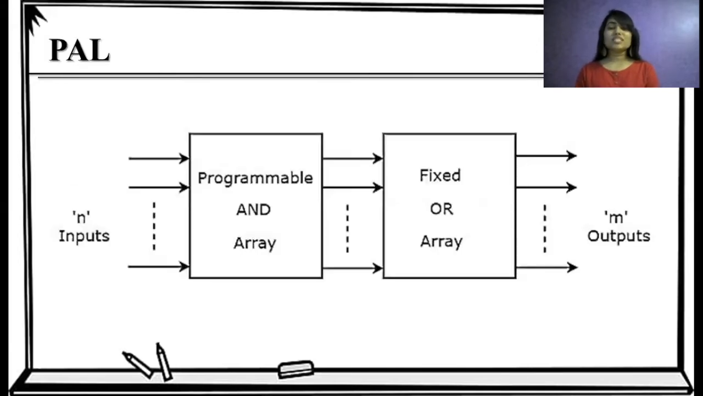Here we have a basic block diagram of this programmable array logic. We have a programmable AND array and a fixed OR array. Programmable AND array means we have a number of AND gates connected which we can program according to our requirement of functions. And here we have a fixed OR array, that means we have a number of OR gates but we can't decide what input should be given to these OR gates. Here we have n number of inputs, and accordingly we have m number of outputs.